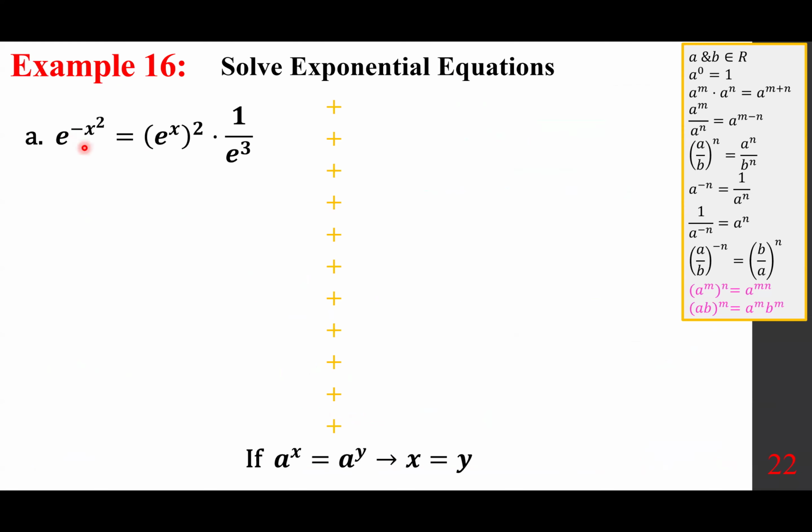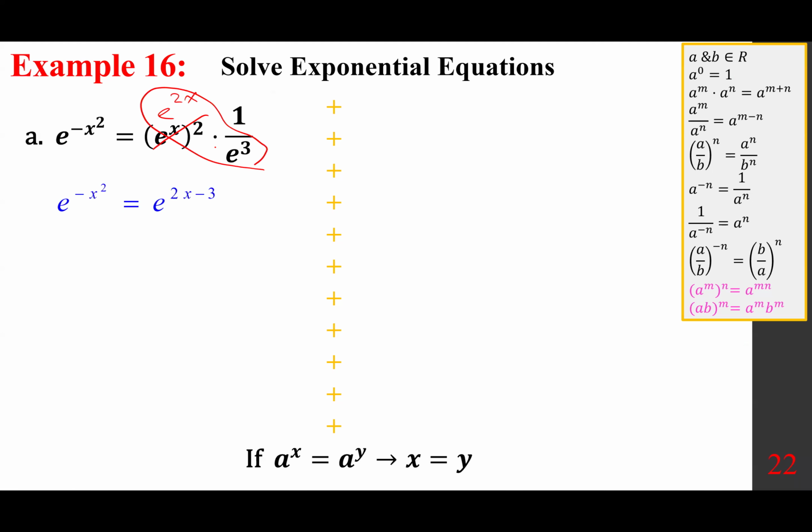We want to solve the exponential equation. E to the power minus x squared is e to the power of x to the second power times 1 over e cubed. And to do so, again, reminding everybody of exponential functions, this one doesn't change. This one is e to the power of 2x. And I hope you see that is e to the power of 2x minus 3.